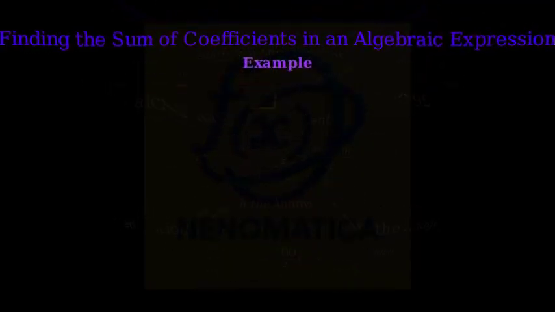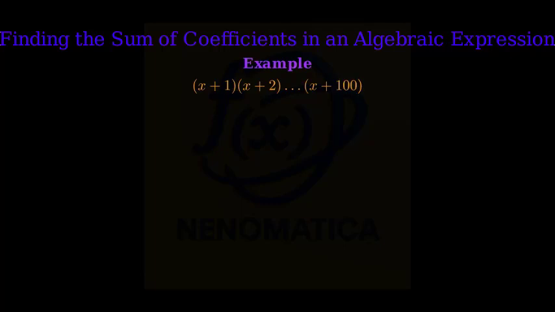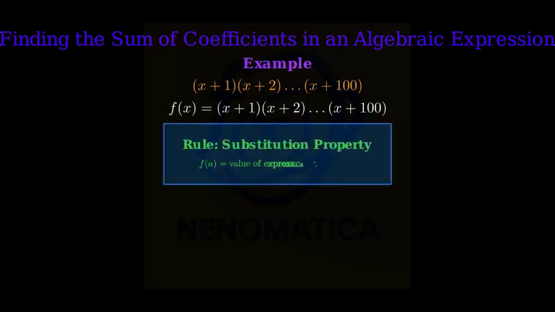Let's consider the following expression, (x + 1)(x + 2)...(x + 100). Our goal is to find the sum of all coefficients when this expression is expanded. To solve this problem, we'll use a clever approach involving a substitution. Let's define a function f of x that represents our expression. Let's see what happens when we substitute x equals 1 into our function.